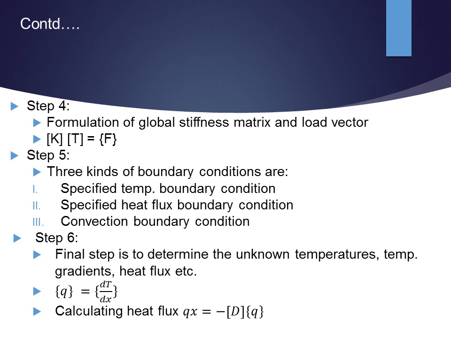Next, step 6, the final step, is to determine the unknown parameters, that is the temperature. Here in static analysis, the unknown parameter is displacement and here it is temperature. So the primary unknown parameter is temperature in a heat transfer problem and the secondary parameter is the heat flux. So Q is equal to del T by del X, that is the temperature gradient with respect to X, and calculating the heat flux is equal to minus D into.